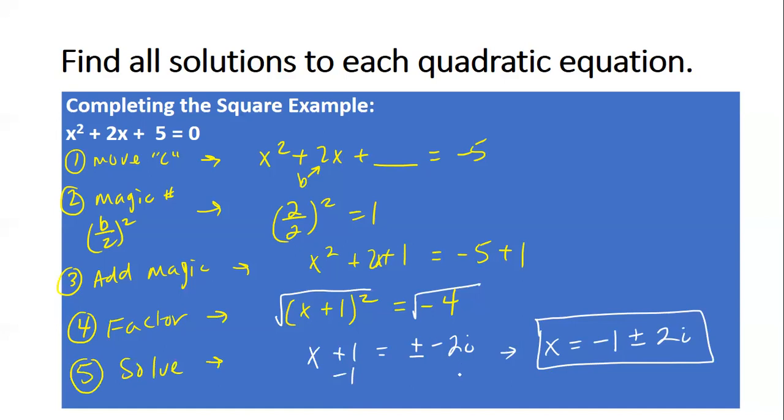Because you took the square root of a negative. When you take the square root of a negative, it produces an i. So that means that this graph would be floating and not touching the x-axis. Okay? All right.